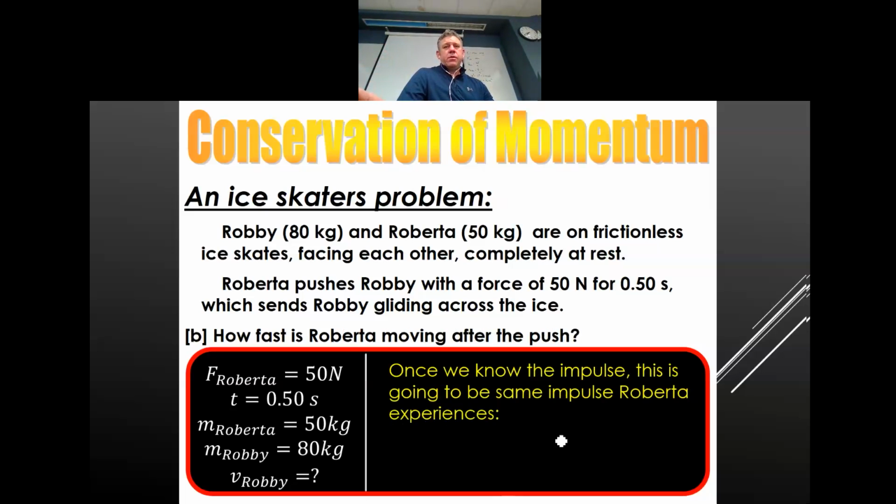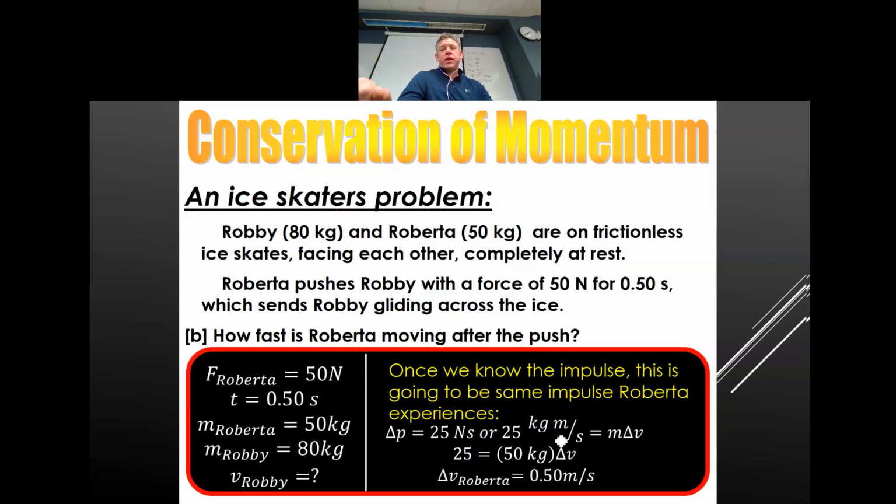Now, once we know the impulse, this is going to be the same for Roberta. So when we look at this whole thing, what we're going to see is that Roberta experiences the same change in momentum that Robbie does. So hers will also be 25 newton seconds or 25 kilogram meters per second. Now, with her different mass, her velocity is going to be a little bit more. She's lighter, so she's going to go faster. He's heavier, so he's going to go slower based on that same momentum.